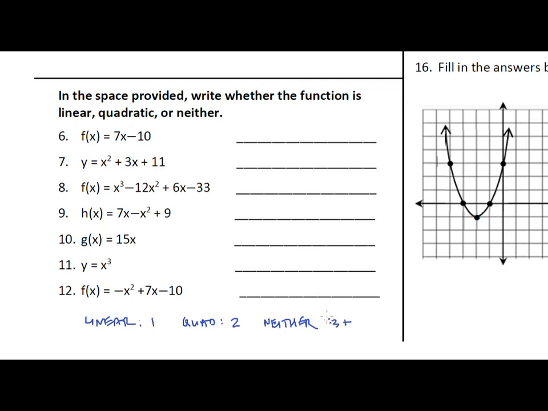Alright, so there's our guidelines. That should make this question fairly easy on the test. F of x equals 7x minus 10. The highest exponent here is 1, because if there's no exponent on a variable, the exponent is 1. That must be linear.